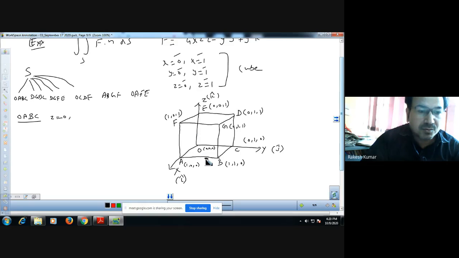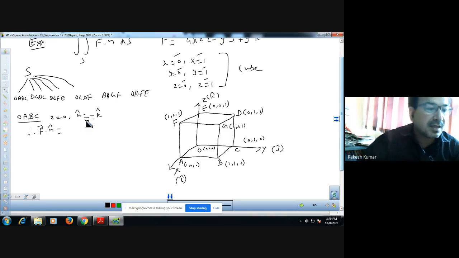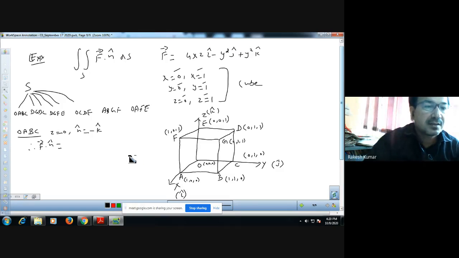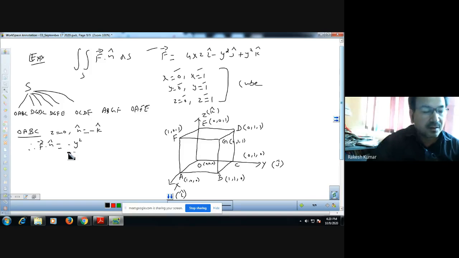Opposite to that we have this floor. So the unit vector along this face should be the negative of that, because it is on the negative side. So n cap is equal to minus k cap, and we can find f dot n cap. This is the f vector. Taking the dot product of the f vector with this, minus of minus y square is plus y square.